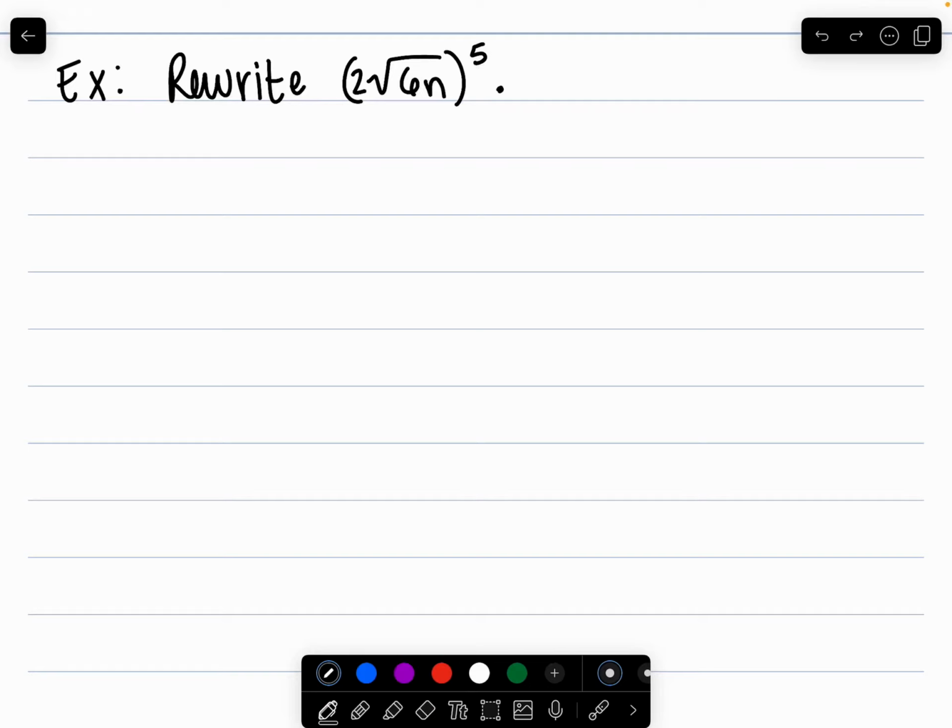Rewrite and simplify. Sorry, and simplify. Okay, first things first, this is different from what you have in your notes. I'm just adding something additional to this, just in case you guys see it.